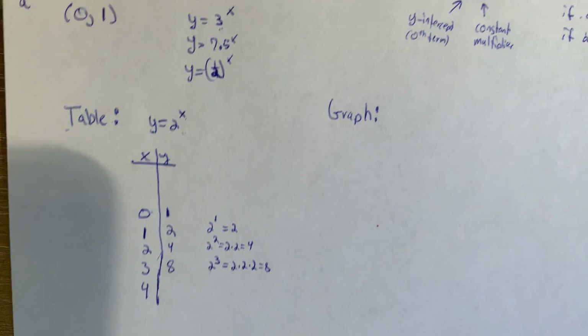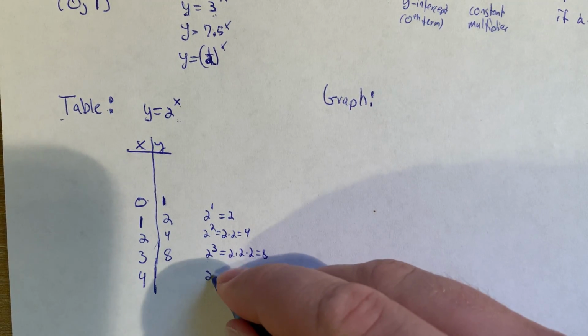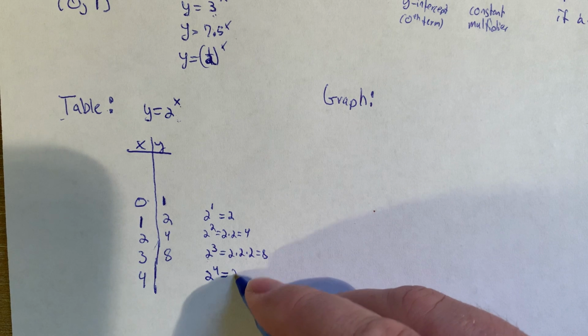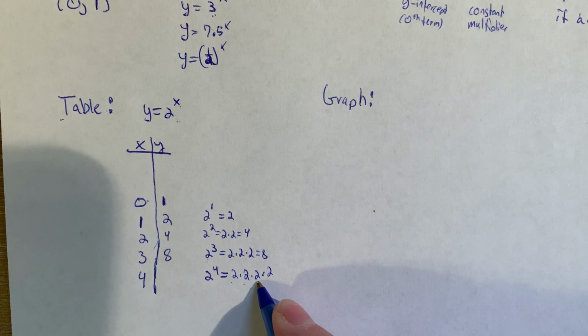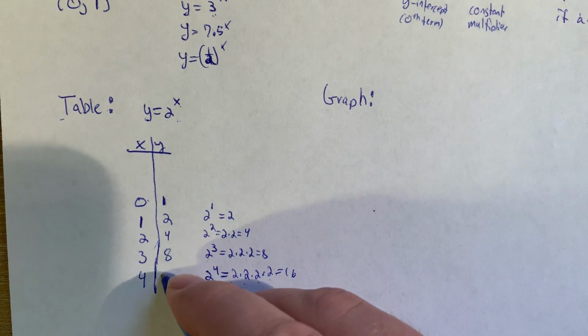Well, there's actually two ways we can get this pretty easily. One way is we could do 2 to the 4th power: 2 times 2 times 2 times 2. 2 times 2 is 4, times 2 is 8, times 2 is 16. So hopefully we got 16.